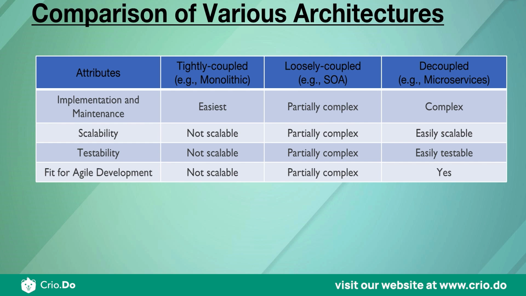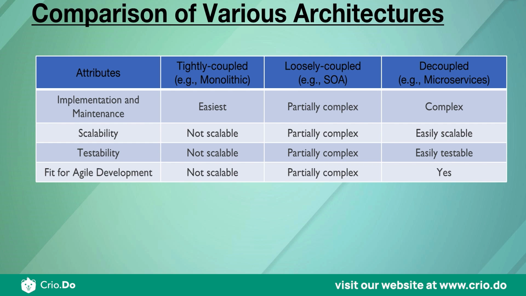So why we were talking about Agile is, since Agile is, as I said, the de facto standard for today's software development lifecycle, tightly coupled architectures like Monolithic are not easily a fit for Agile development. As I said, Monolithic architectures are a good fit for the waterfall kind of development lifecycle, because there you develop the entire application in one go and deploy it.